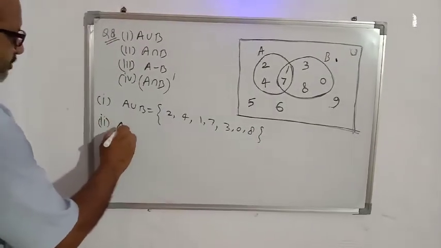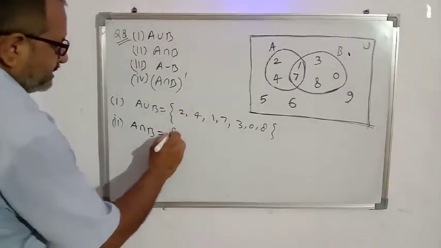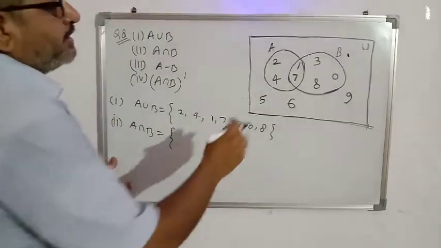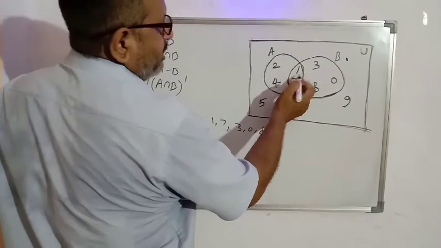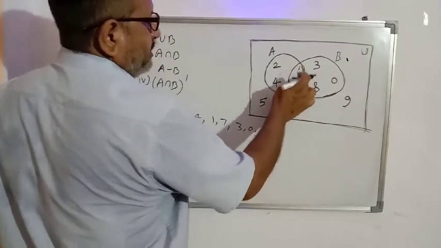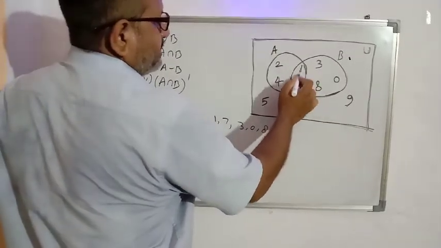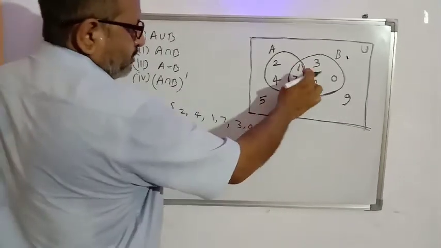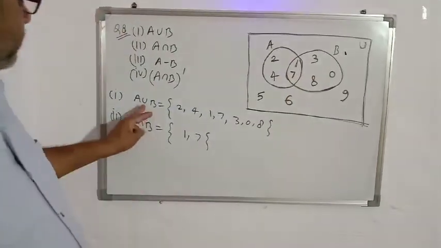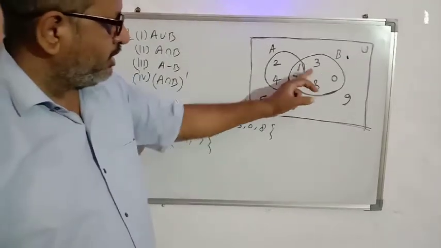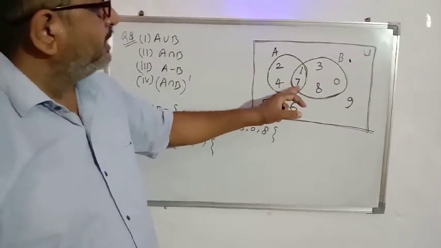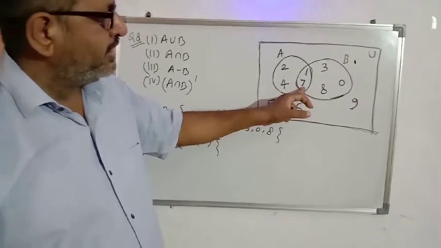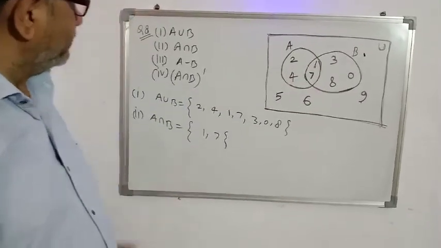Second part, we have to write A intersection B. A intersection B means we have to write the elements of only the common region. The common region is what? This region, 1 and 7. 1, 7, it is common in both circles. So A union B, we have to write all the elements of both circles. A intersection B, we have to write the elements in the common region, 1, 7.